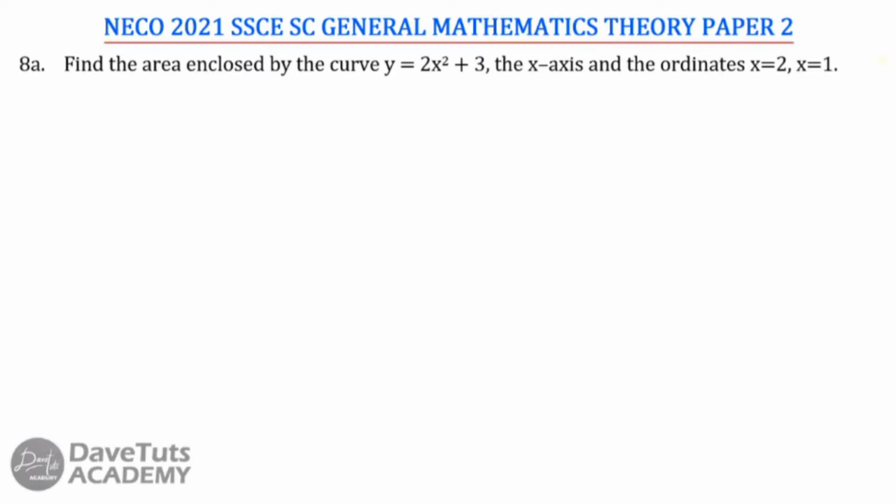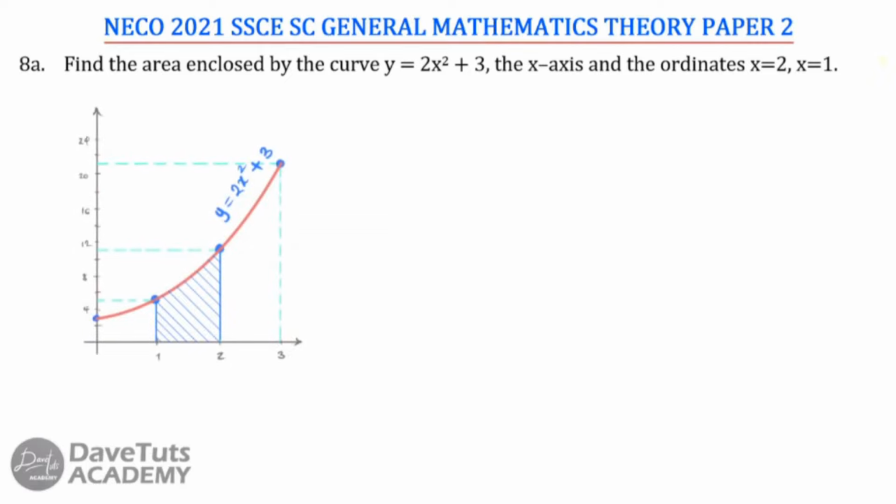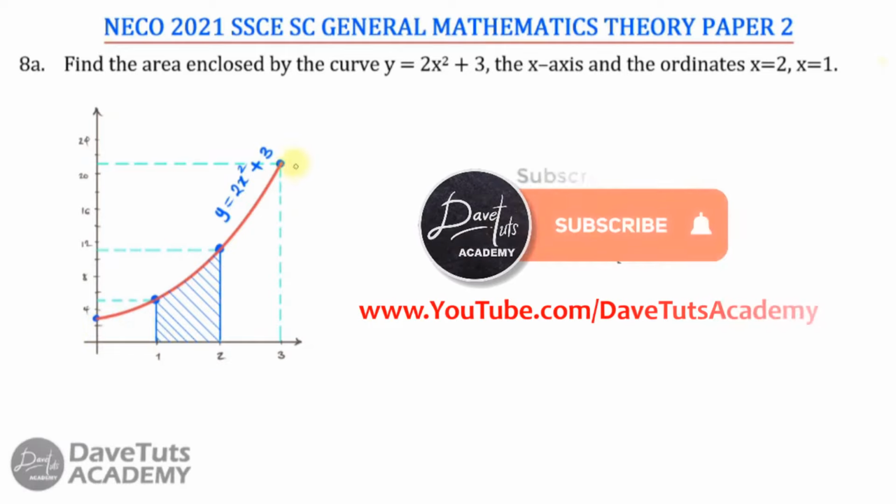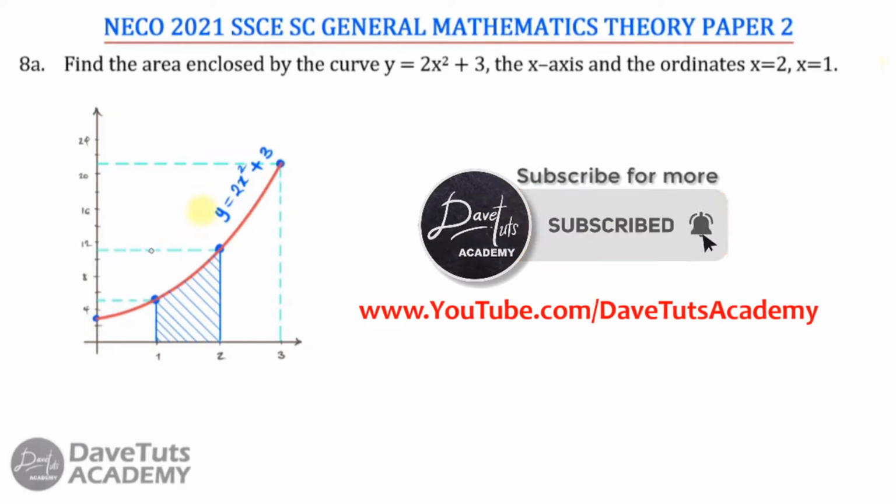Here in this question on calculus, we are asked to find the area enclosed by the curve y is equal to 2x squared plus 3, the x-axis and the ordinates x is equal to 2 and x is equal to 1. And this is just the view of what the graph will look like. I just extrapolated the value of y is 2x squared plus 3 when x is 0, when x is 1, when x is 2, and when x is 3, and then got this particular graph.